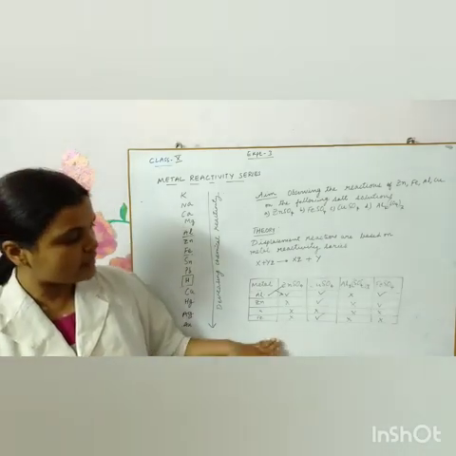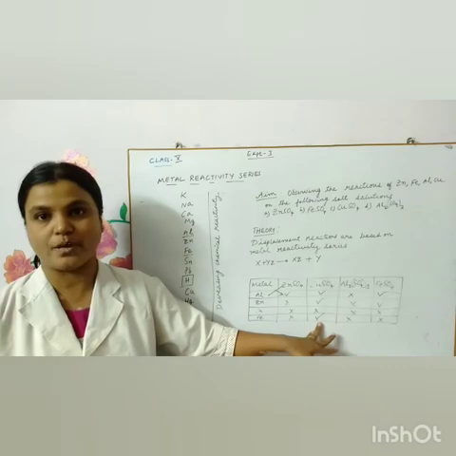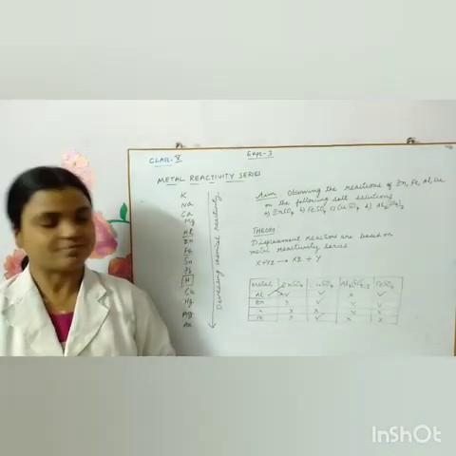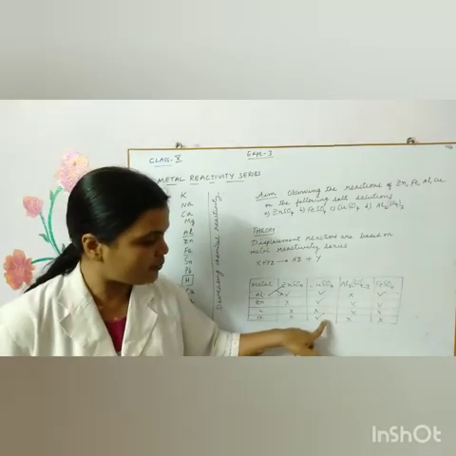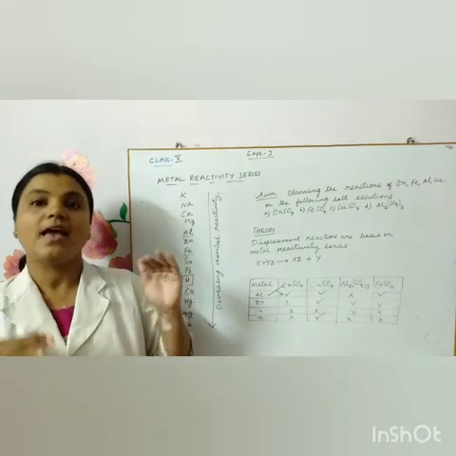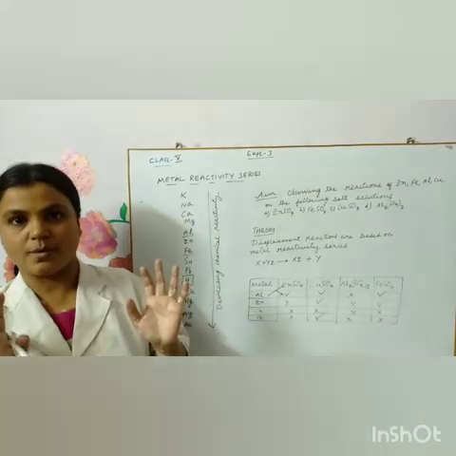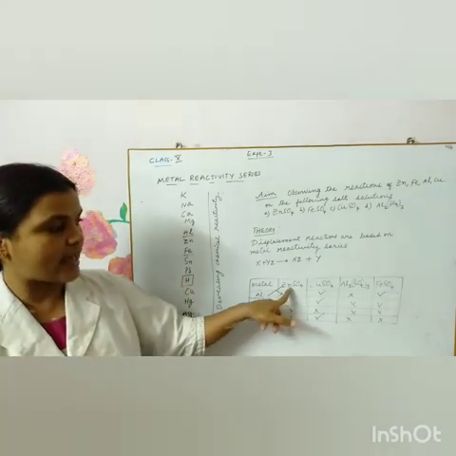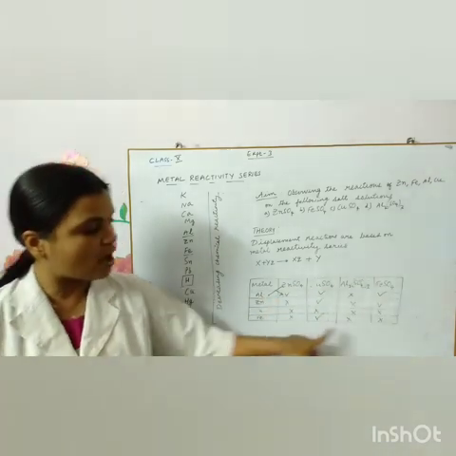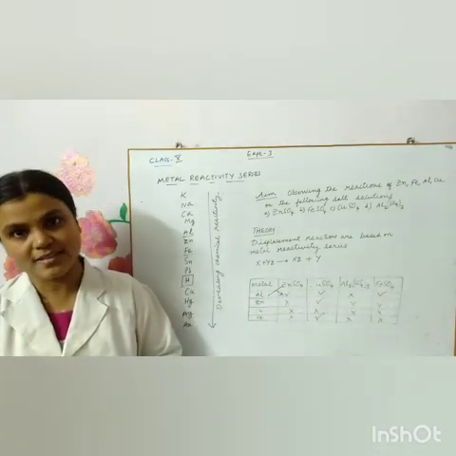Iron, if you take, it is only able to displace copper. That's all. No other element. So you can see only one positive observation. So we can say that iron is more reactive than copper. That's all. But lesser reactive than zinc and aluminium. That's why we got two negative observations and results over here.